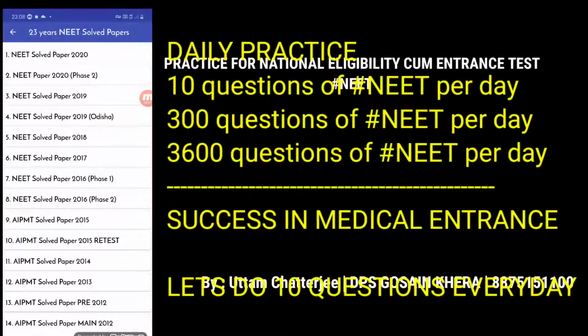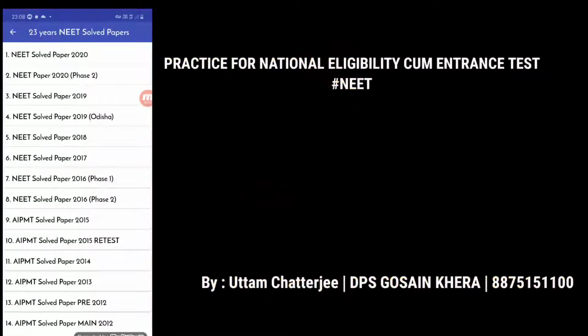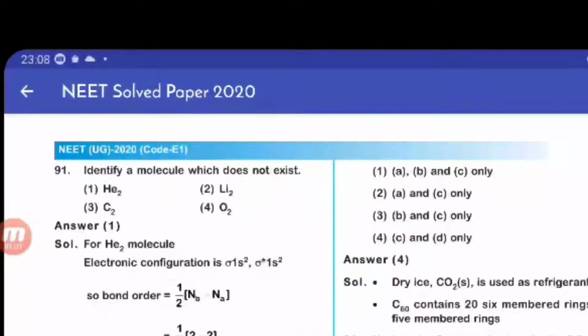Let us solve a few questions from NEET paper 2020. One chemistry part starts. The first question is: identify a molecule which does not exist.